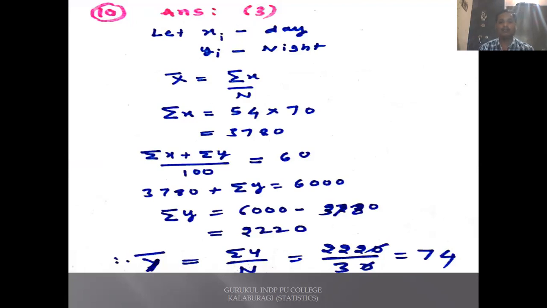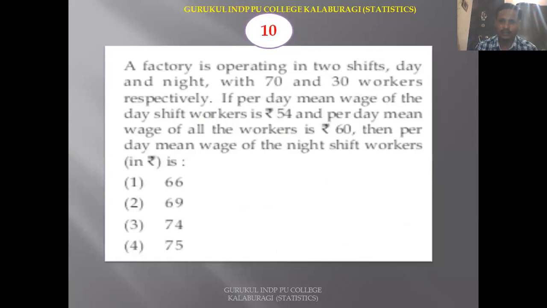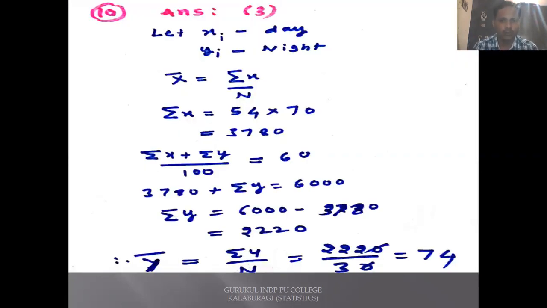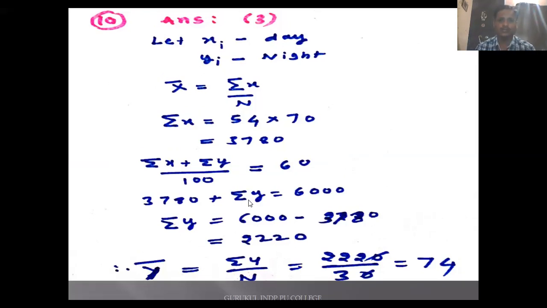And similarly, the mean of all the workers is given. That is summation of x plus summation of y, divided by all workers. There are 70 day shift workers and 30 night shift workers. The total number of workers will be 70 plus 30, which becomes 100. So the mean of all the workers is given, that is equal to 60. So summation of x plus summation of y, whole divided by 100, is 60. Summation of x we already got, that is 3780. Summation of y we need to calculate: 60 into 100 is 6000. So summation of y will be 6000 minus 3780, that gives 2220.